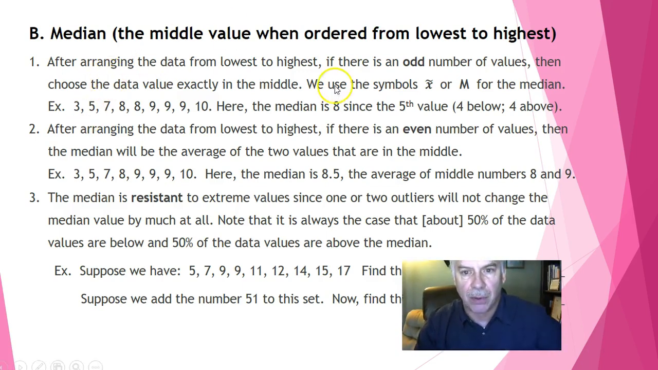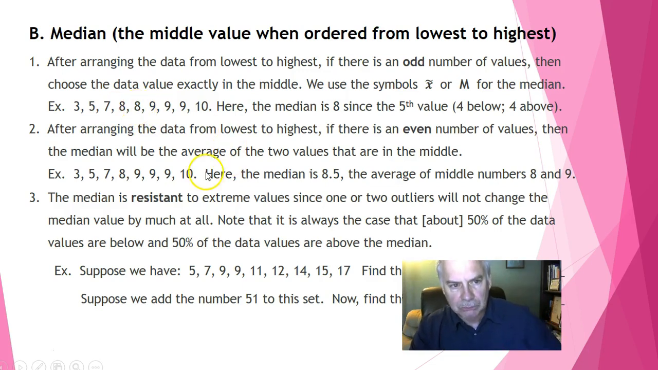And so here's an example. By the way, we use the symbol X with a squiggly over it, or I usually use the capital M, because I don't want X bar confused with the median X squiggly. Let's just use capital M for the median. So for the data set 3, 5, 7, 8, 8, 9, 9, 9, 10, the median would be 8 because this second 8 right here is right in the middle of the data. It's the fifth value. So there are 4 values below that and 4 values above that 8. So 8 is called the median.